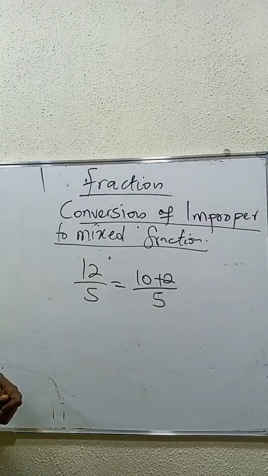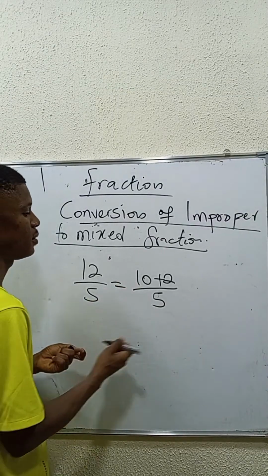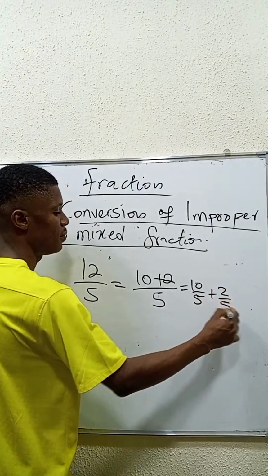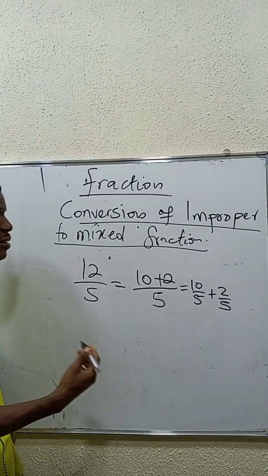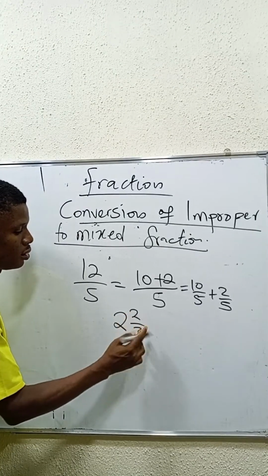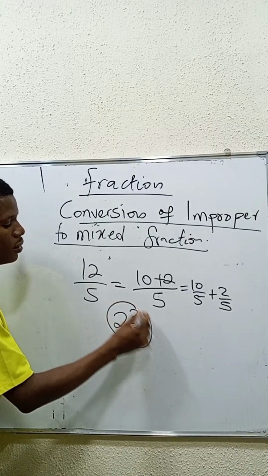Okay? So what do you have? 10 over 5 plus 2 over 5. 10 over 5, when you divide 10 by 5, you have 2. So 2 wholes 2 over 5. And that's the answer.